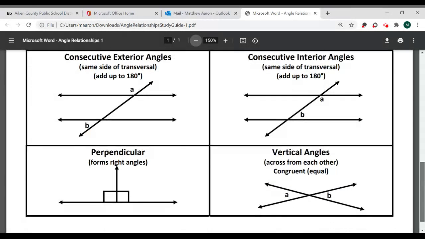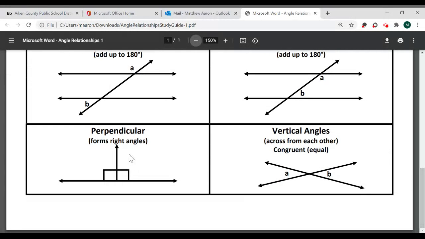All right, next we have perpendicular angles. They form two right angles. That's all you have to know about that one. Two right angles are called perpendicular, just because these two lines make perpendicular lines.